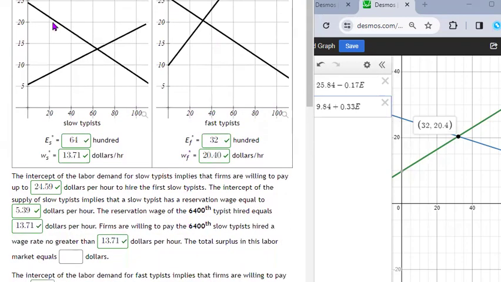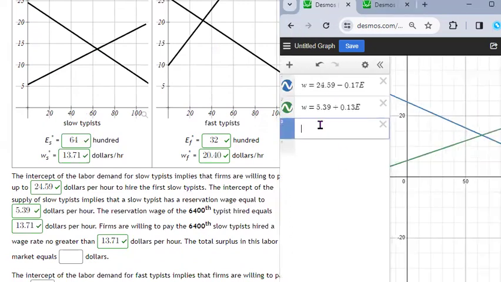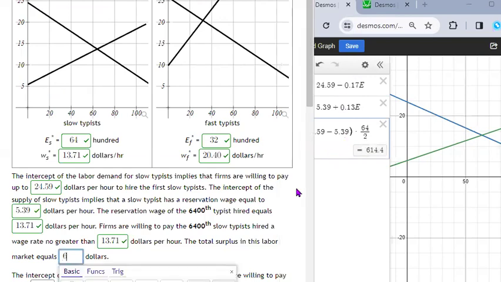Now we have to calculate the total surplus. The total surplus is this triangle here, right? The height of the triangle is the difference in the intercepts, 24.59 minus 5.39. The width of the triangle is the employment level, 64. That is the area of a rectangle, and a triangle is half the area, so we divide that by 2. So the total surplus in this labor market is $614.4.